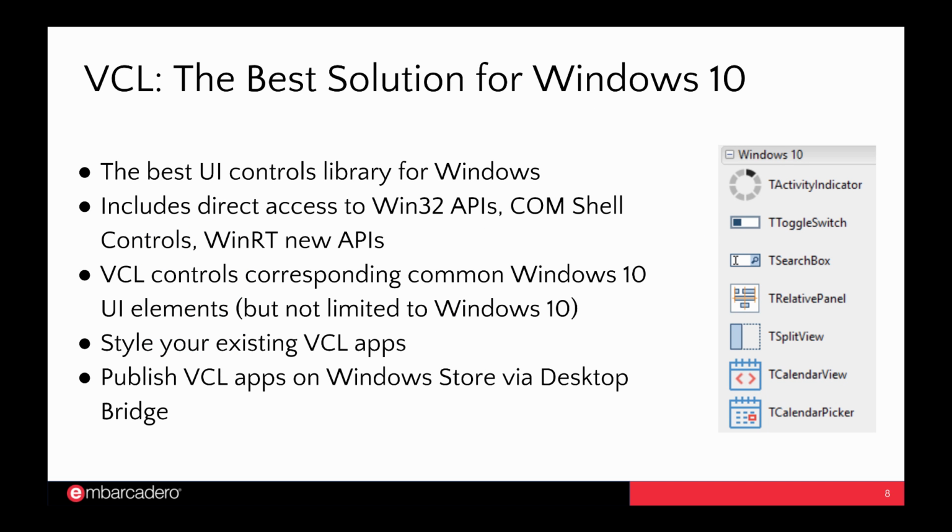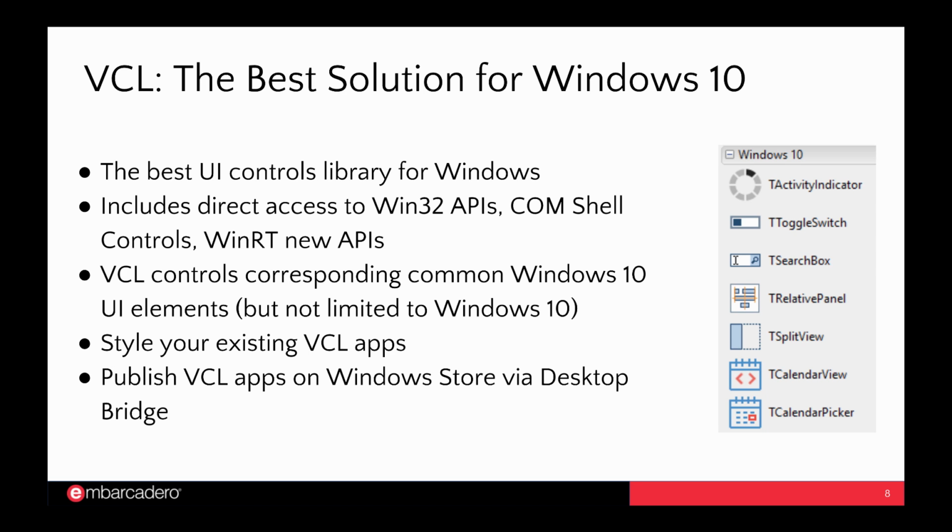Now, the VCL is the best UI control library for Windows. It is unparalleled and has no competitive product. The VCL wraps real Windows native controls that are implemented in the Windows API and also allows you to easily build custom controls, and there are many thousands of custom VCL controls available. It includes direct access to the Win32 APIs if you need, as well as to COM and WinRT and the new Windows APIs. And we've recently added new controls corresponding to common Windows 10 UI elements.